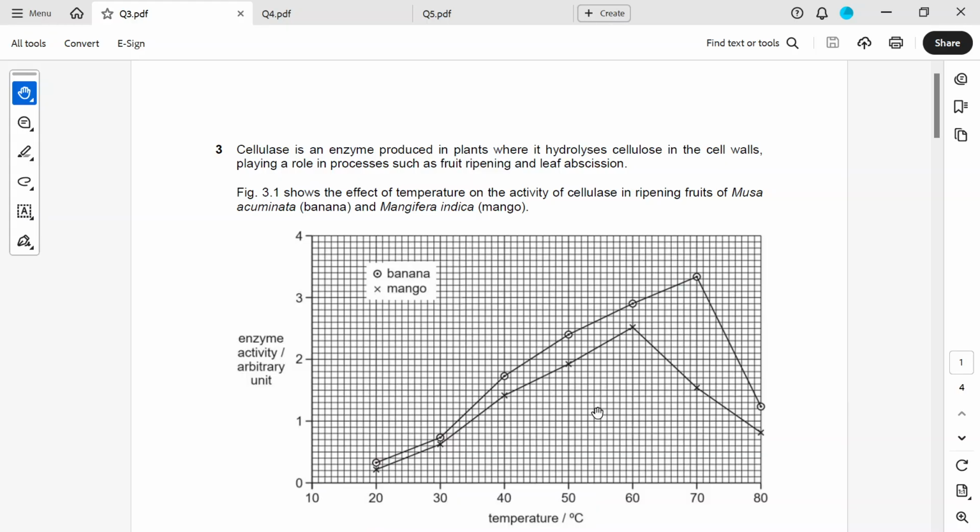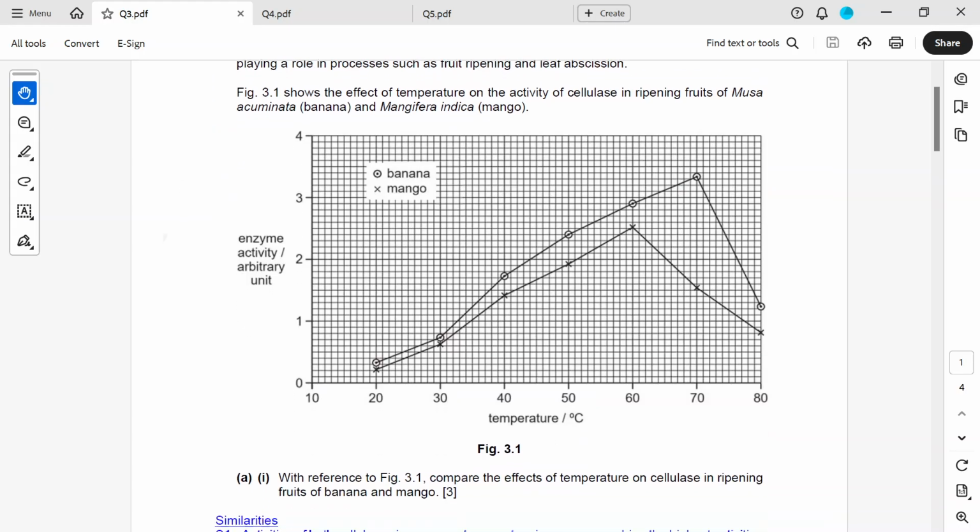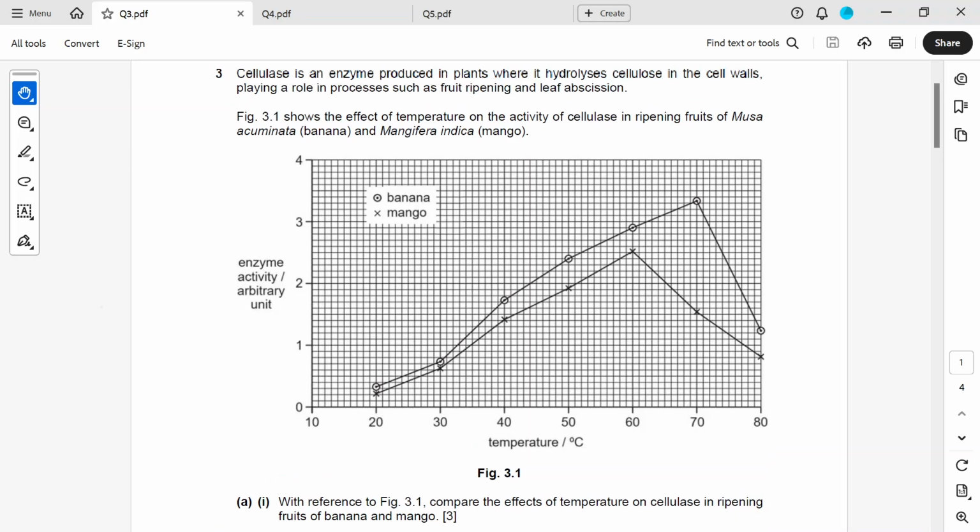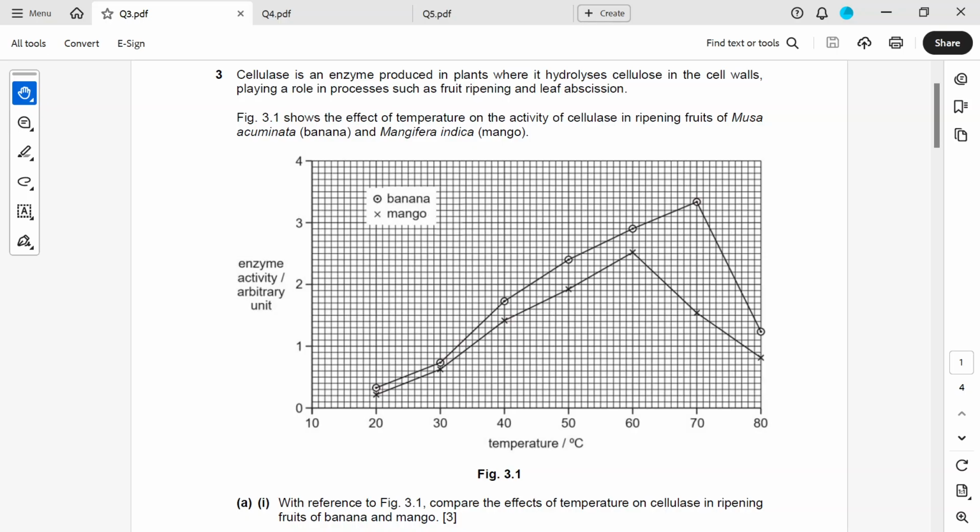Well, let's look at question 3. The first part asks for a comparison, right? The command word is compare the effects of temperature on cellulase from the two fruits. So the command word wasn't describe, but that was what quite a number of you did. You described the curve for the banana cellulase first, then you described the curve for mango without really comparing the two, showing without very clearly stating how they are similar or how they are different.